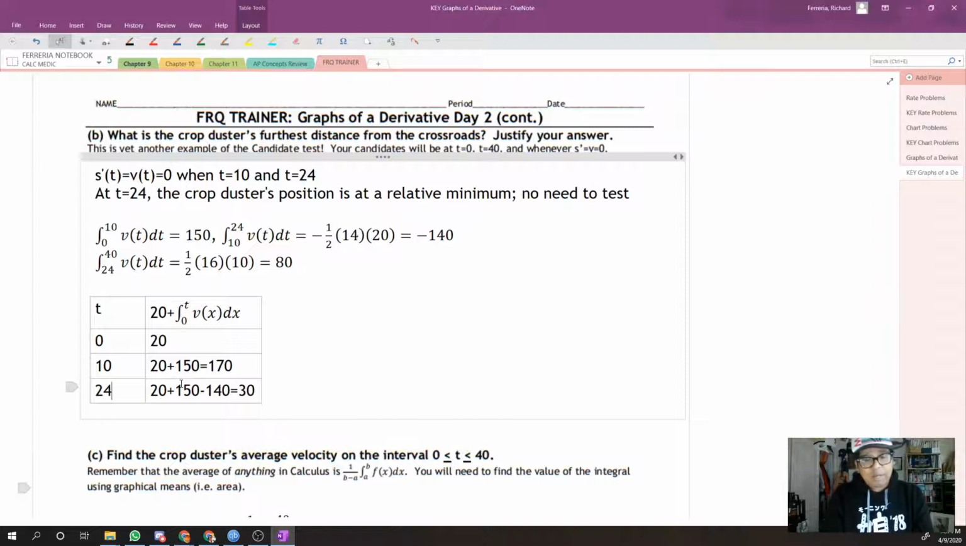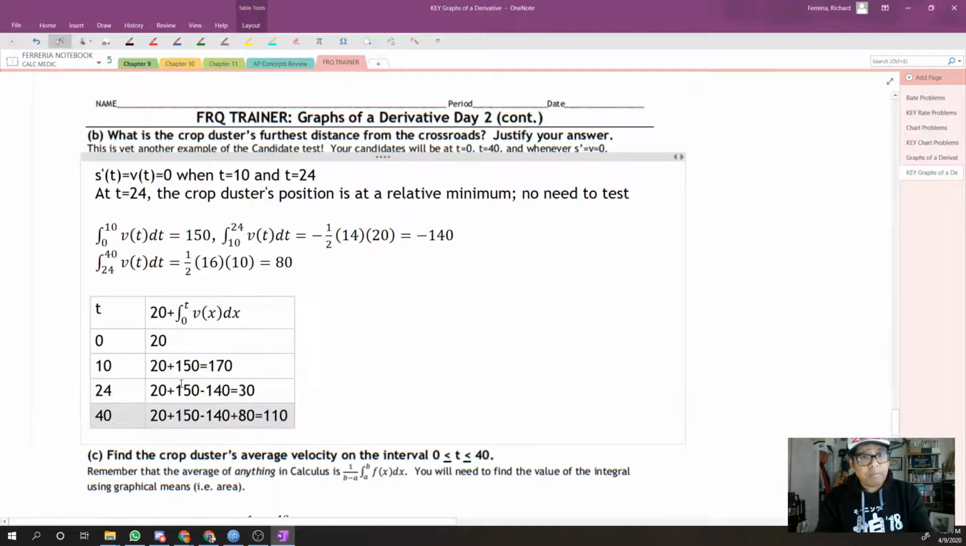Lastly, we need to find the position at t equals 40. So at t equals 40, very similar to what we did before, we're just going to add on a new bit of area. It's going to be 20, the initial position, plus the area from 0 to 10, which is 150, plus the area, or minus the area from 10 to 24, which is 140, and then plus the area from 24 to 40, which is 80. All of that gives us 110.